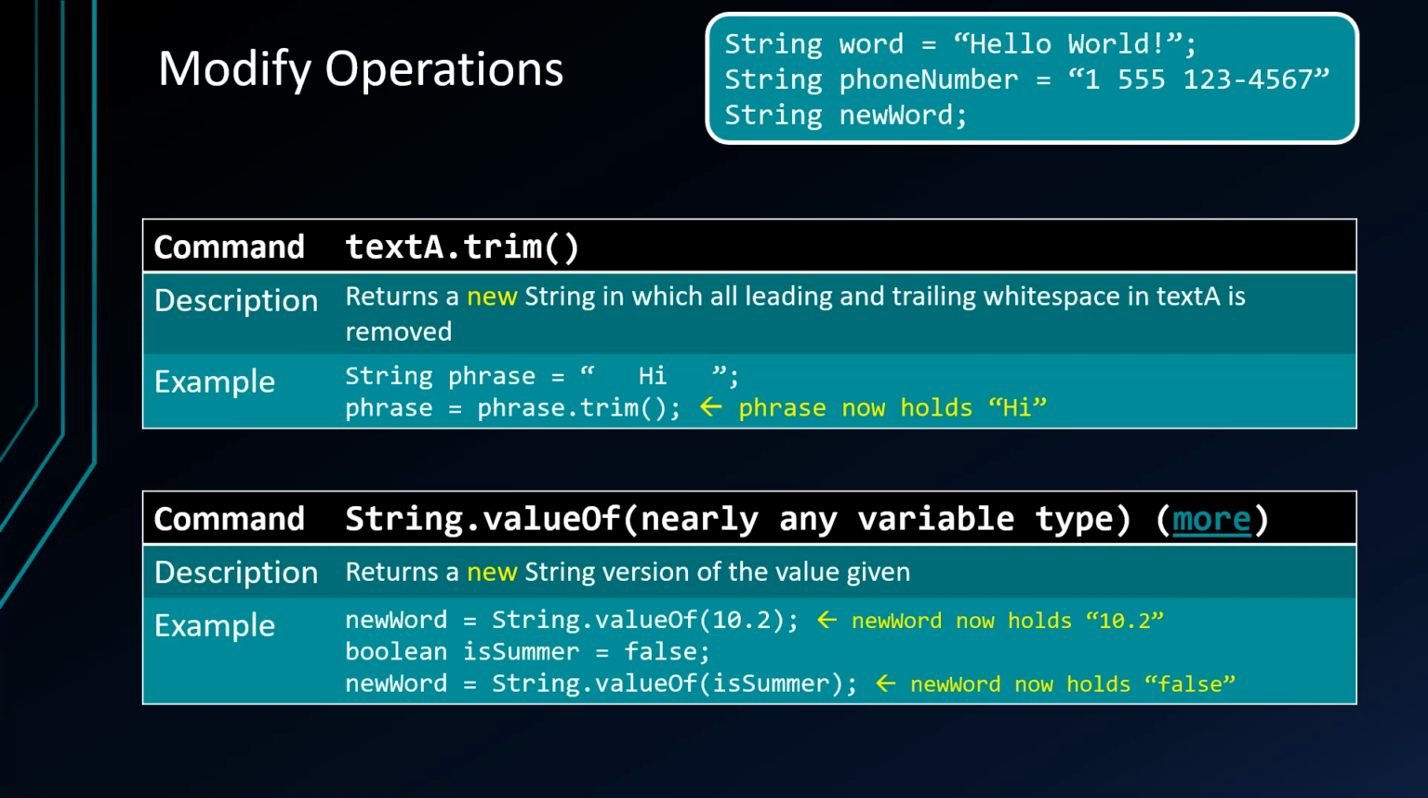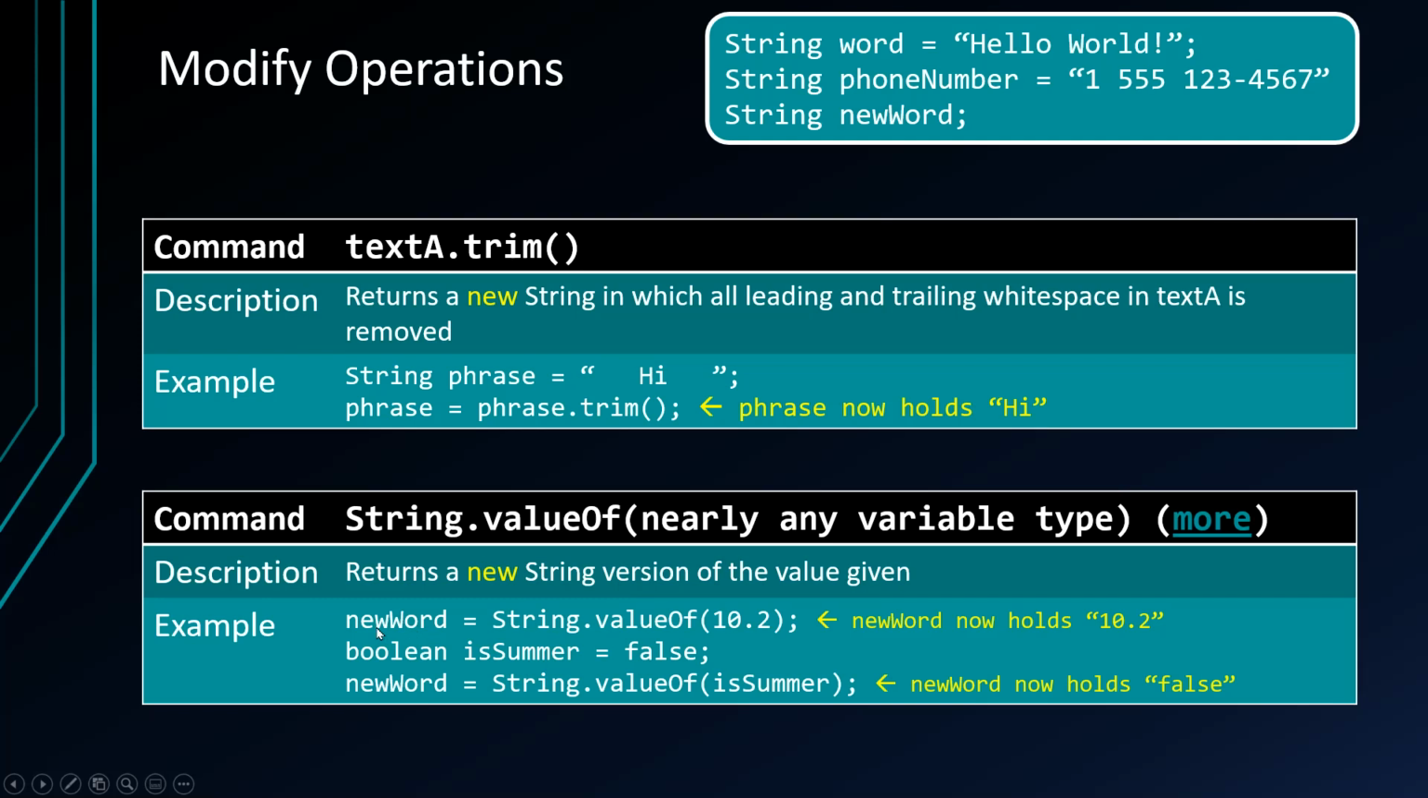valueOf, this is a super powerful piece of code. The reason why it's super powerful is that it basically lets you convert almost any data type into a string. That's what it lets you do. And that's really useful for a number of things, if you want to start concatenating or doing other things with it. So look at this. Returns a new string version of the value given. Now, inside the brackets here, I wrote down nearly any variable type because it pretty much works with everything.